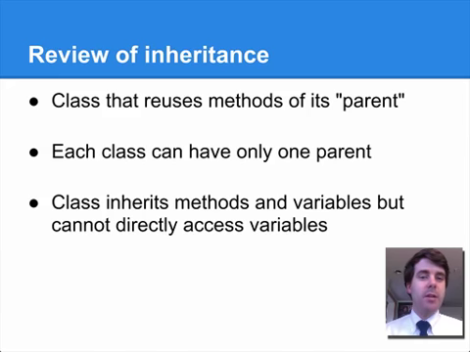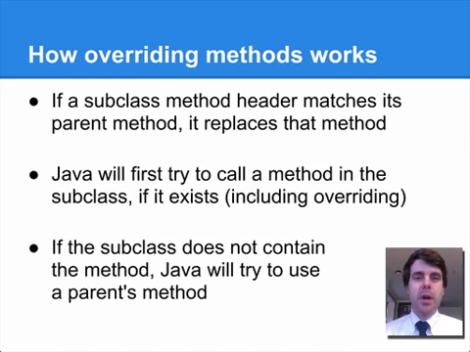When you inherit from a parent class, remember that the child class can use the methods of the parent class, but it can't touch the variables of the parent class. The only way you can modify your parent class's variables is by using your parent class's methods. And that's a lot of times where we run into the situation of overriding methods and needing to call your parent's method anyway. So we'll get into that.